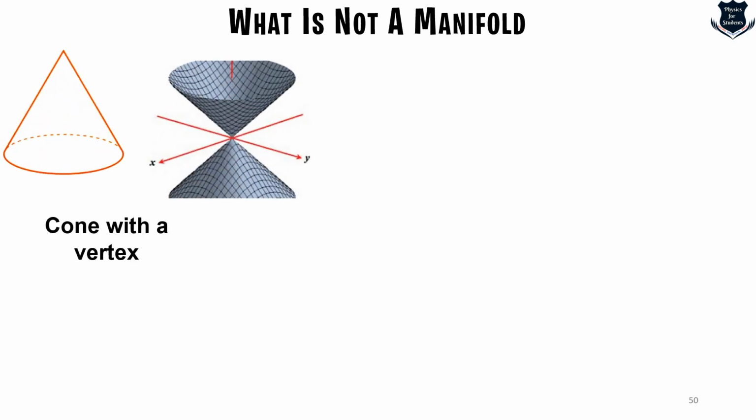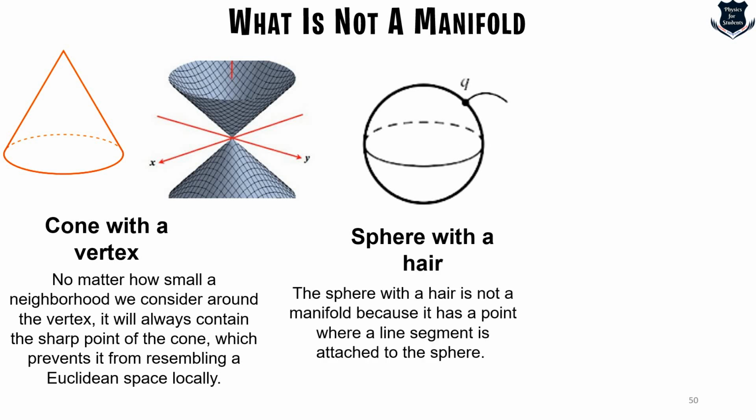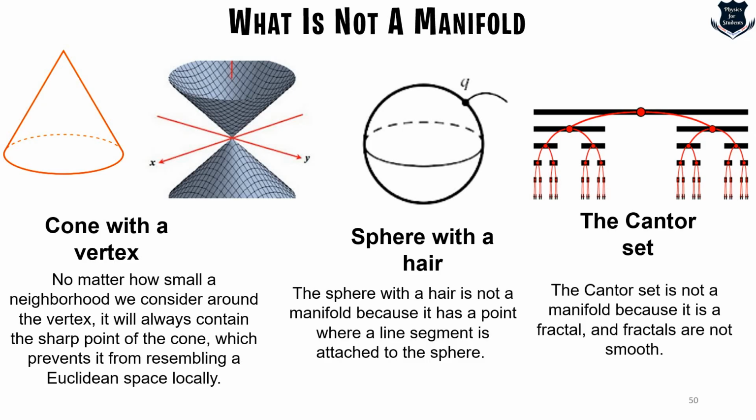Also a cone with a vertex. This one is also not a manifold. Why? Because no matter how small a neighborhood you consider, it will always contain the sharp point of the cone. A sphere with a hair. This is also not a manifold because it has a point where a line segment is attached to a sphere. And the famous Cantor set. This is also not a manifold because it has fractals. And fractals, remember, are not smooth.